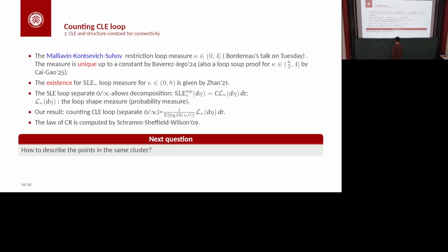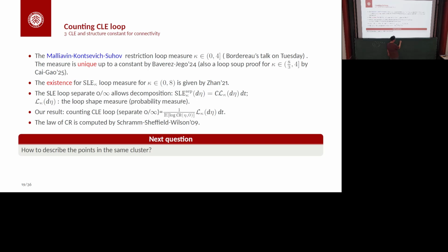We only need to understand, for example, on the unit disk, how to measure how many loops are disjoint with some fixed small ball. If we don't fix it and just consider all the CLE loops surrounding the origin, then there are infinitely many loops. But if we fix this small ball here, and the loops must be disjoint with this small ball, there are only finitely many.